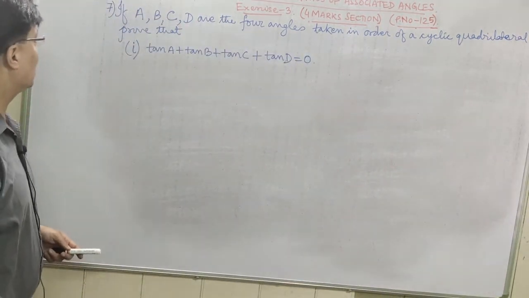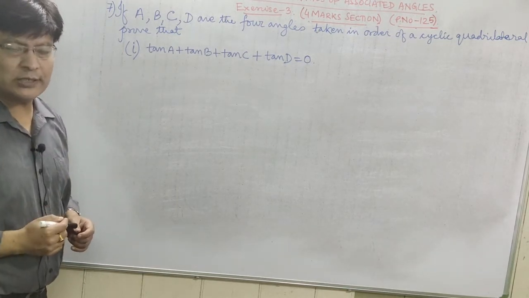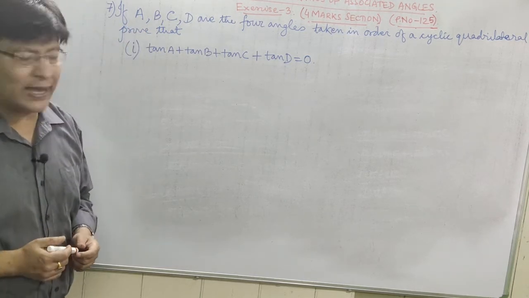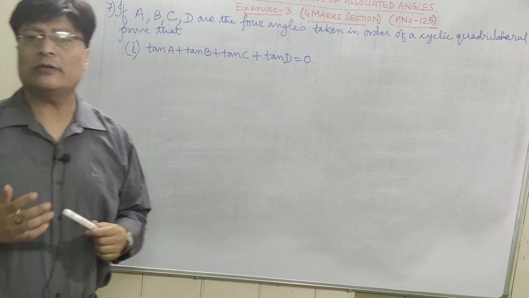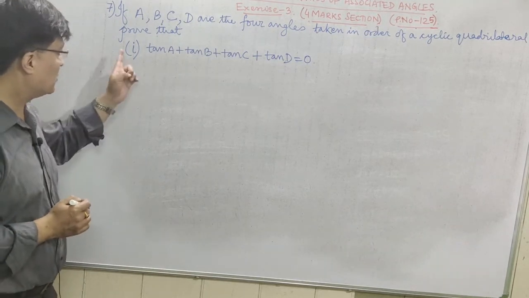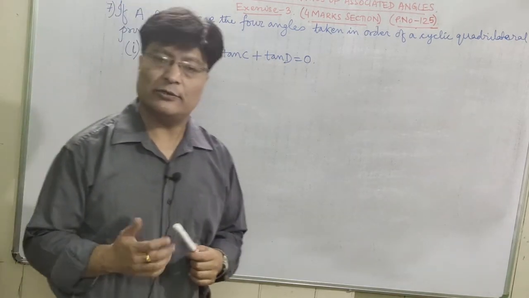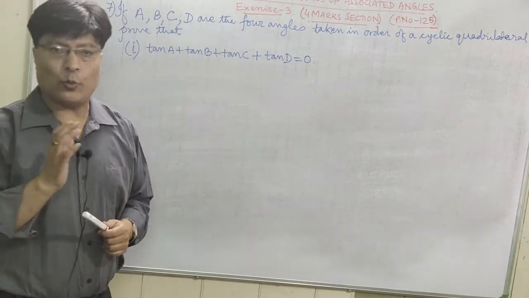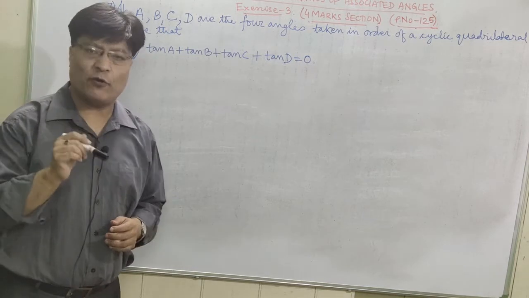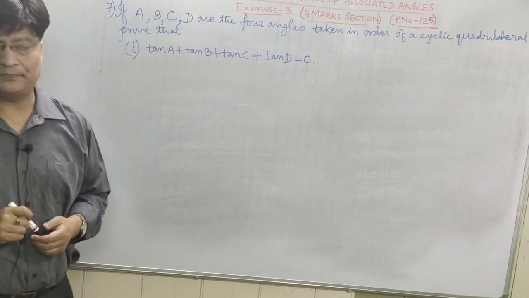So now we'll do the next question, that is question number 7, number 1. The condition given here is, if A, B, C and D are the 4 angles taken in order of a cyclic quadrilateral, then prove that tan A plus tan B plus tan C plus tan D is equal to 0. Okay. So what are these A, B, C and D? A, B, C and D are the 4 angles of a cyclic quadrilateral taken in order.